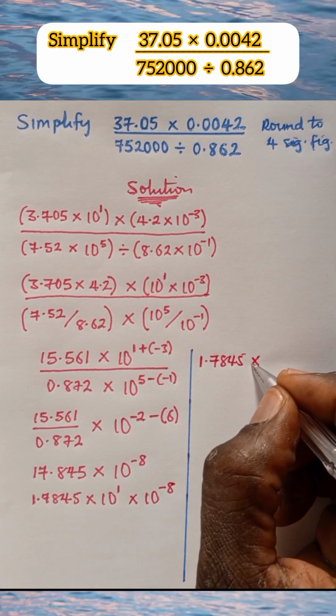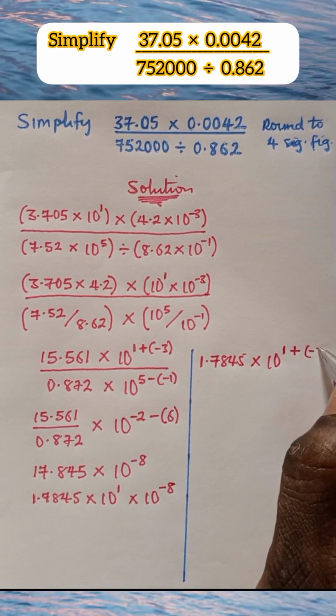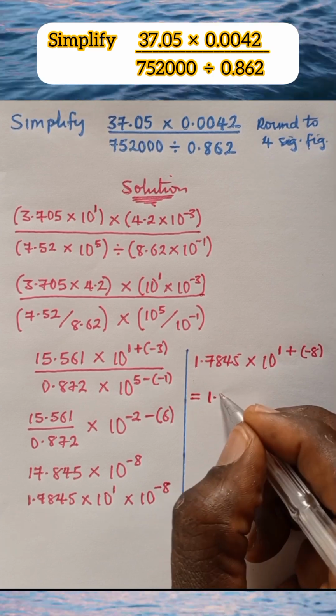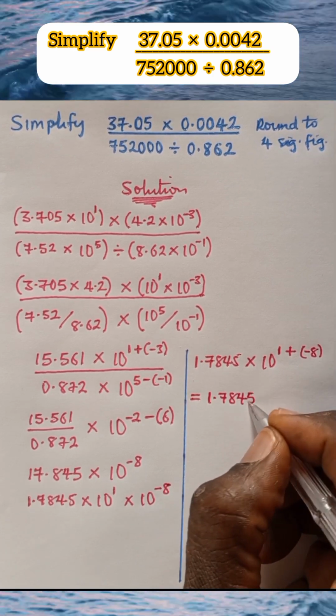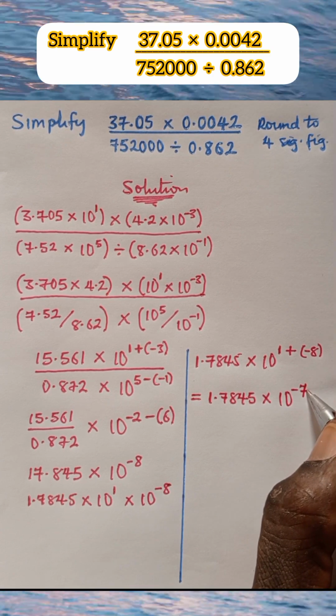Here now we have 1.7845 times 10 raised to the power of 1 plus negative 8. Remember, we have to add their exponent. This is equal to 1.7845 times 10 raised to the power of negative what? 7. 1 minus 8 is negative 7.